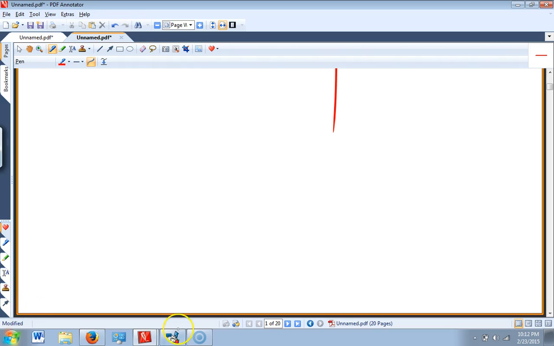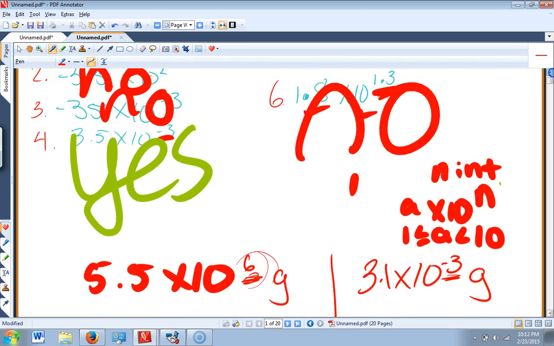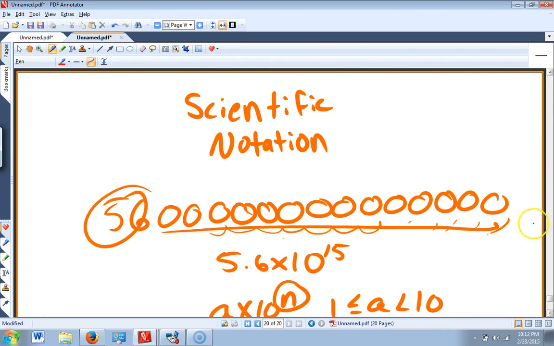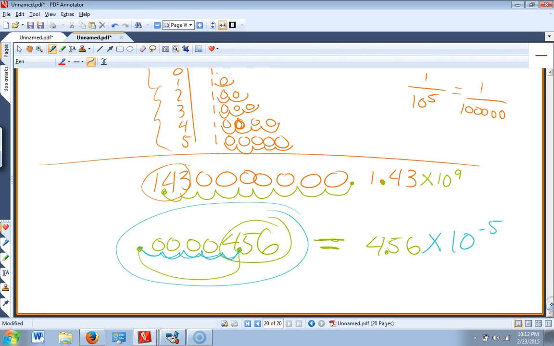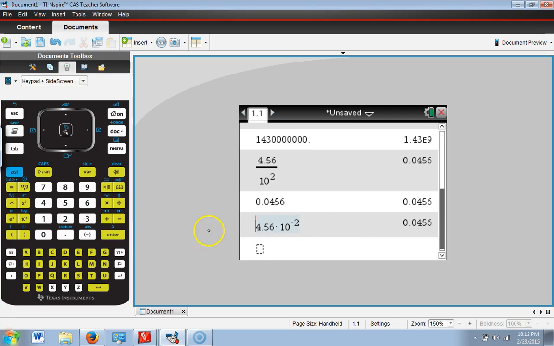Gadzooks, I almost forgot to teach you how to put this into your calculator. So let's check ourselves up here. Not here. Nope, not there either. Maybe we have to go to the end. Yeah, here. We're going to check these. We started with these numbers, and we counted all their zeros. So we're going to pop this into our calculator and then that into our calculator and make sure they equal the thing that we started with. So let's pull our calculator up.